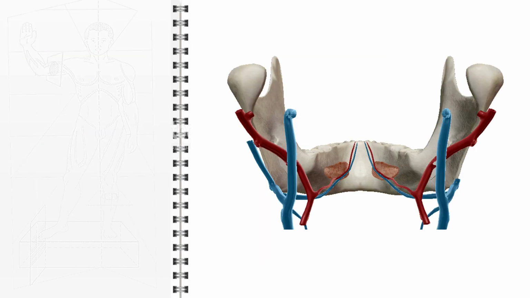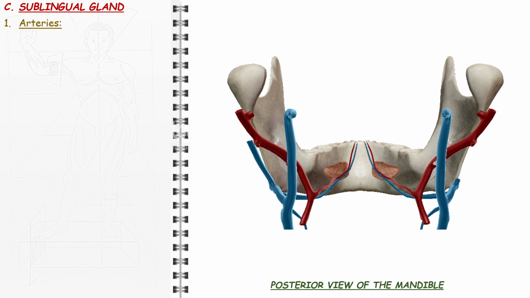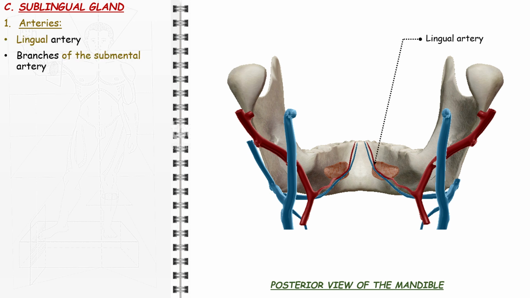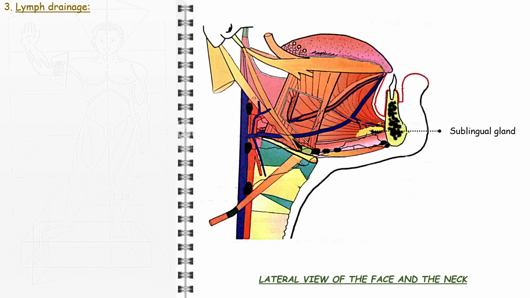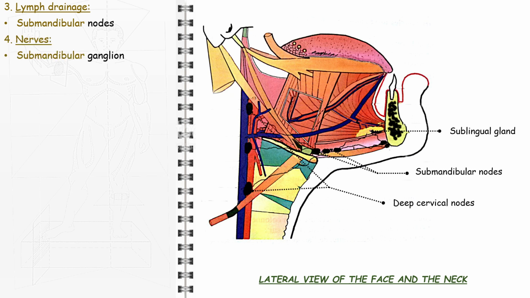The arteries of the sublingual gland are the lingual artery and branches of the submental artery. The venous flow is held by the deep lingual vein. The submandibular nodes ensure its lymph drainage. The lingual nerve through the sublingual ganglion ensures its nerve supply.